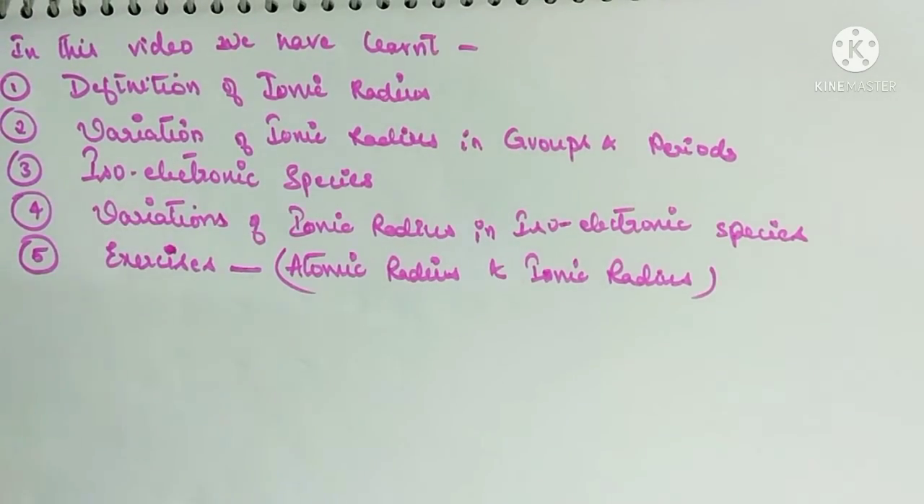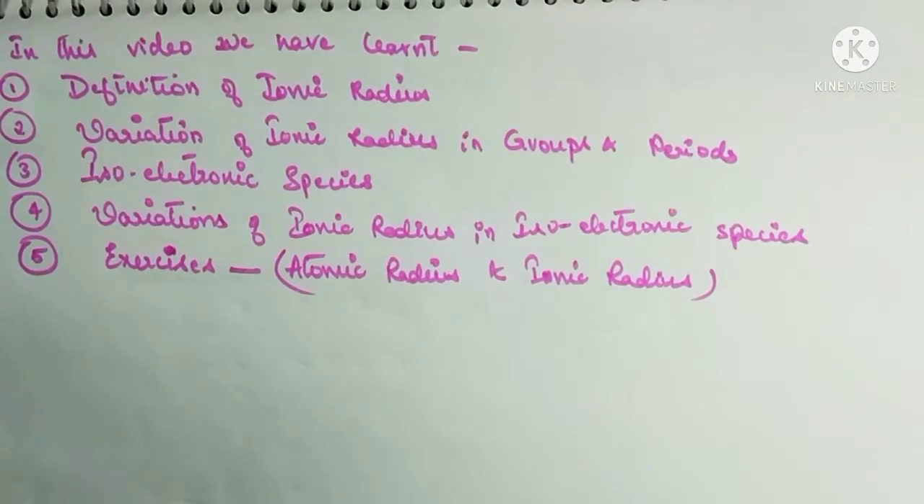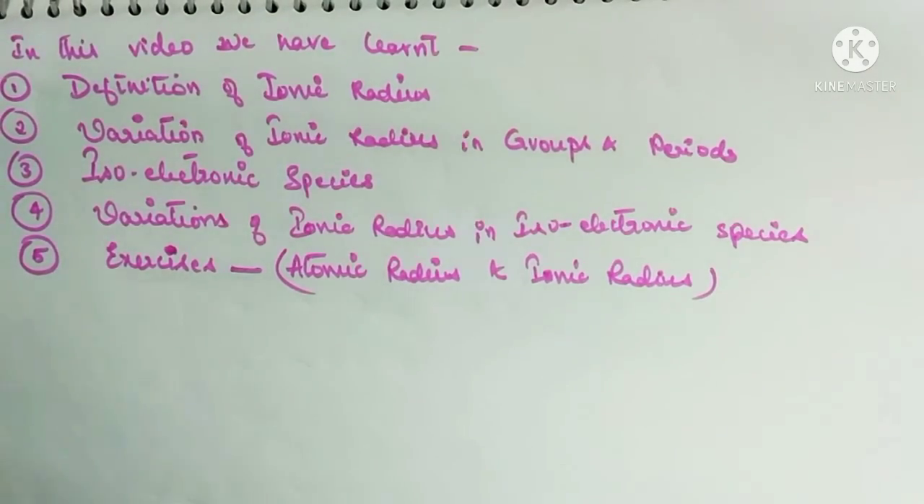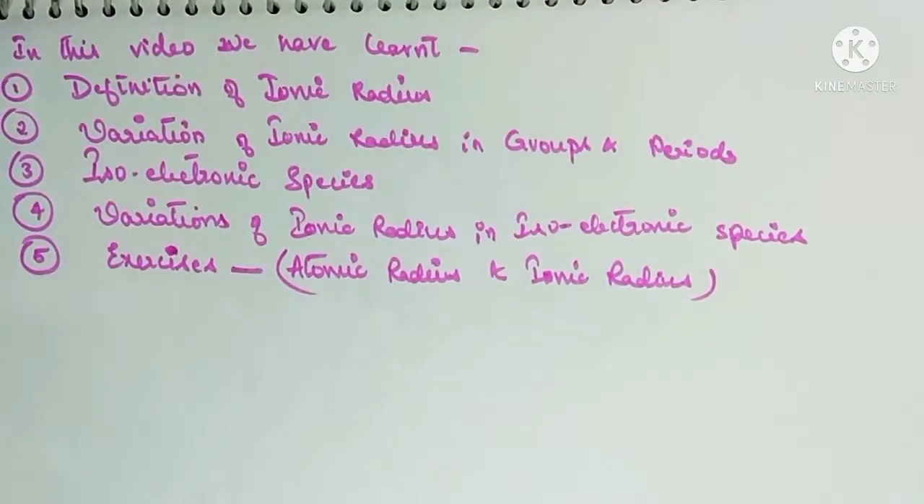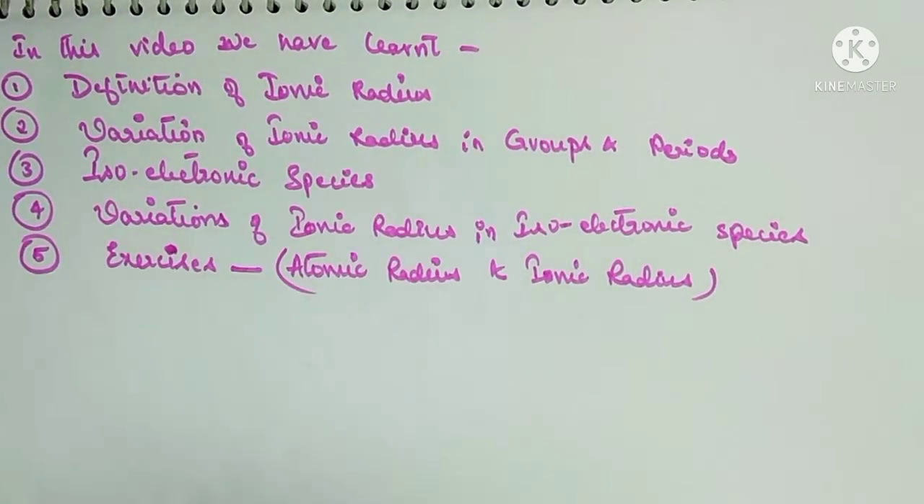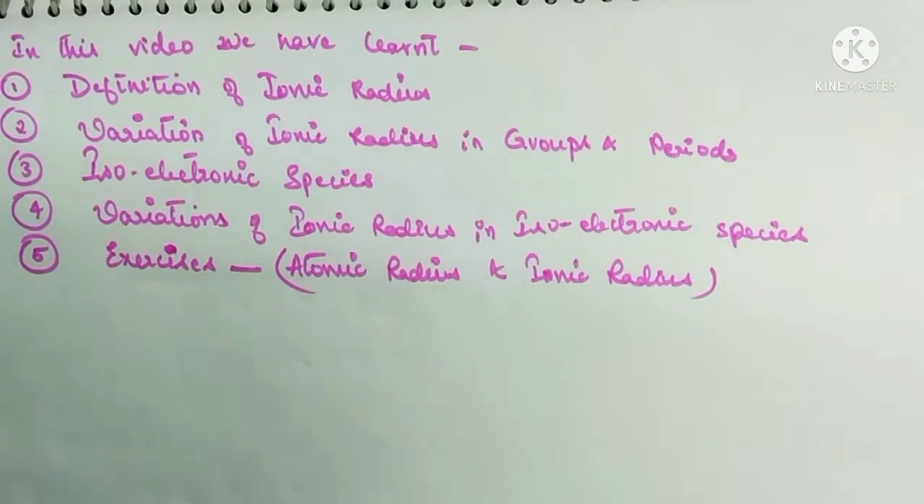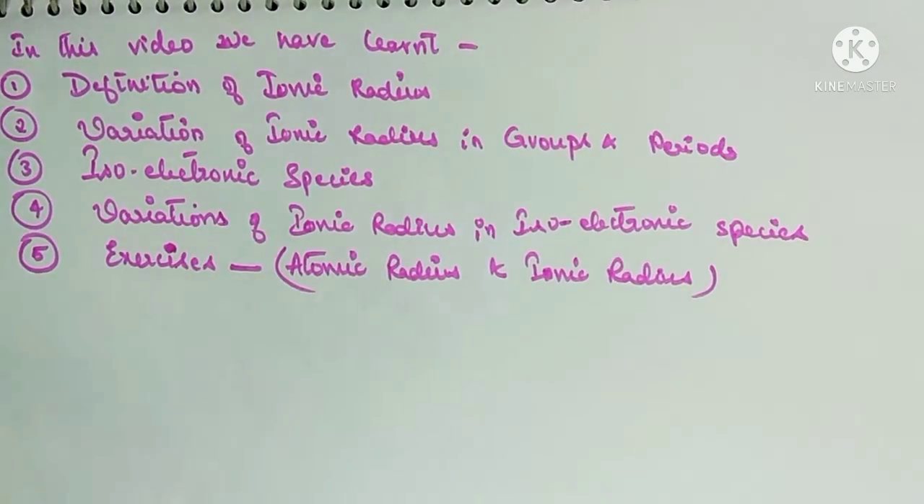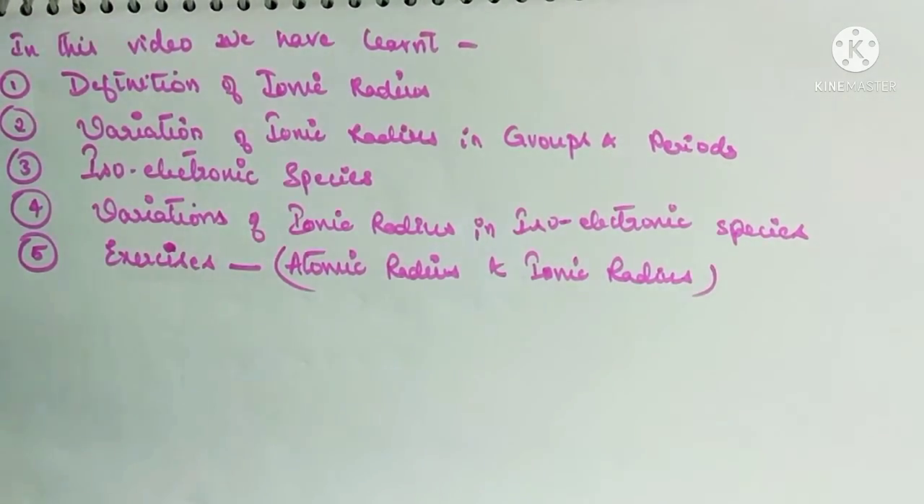So in this video we have learnt about the definition of ionic radius and variations of ionic radius in groups and periods, and about isoelectronic species, variations of ionic radius in isoelectronic species, and we have done the exercises about the atomic radius and the ionic radius, which we learnt about in the previous video. And in the next video we're going to learn the next periodic property, that is ionization potential, and we're going to do exercises which will be most helpful.